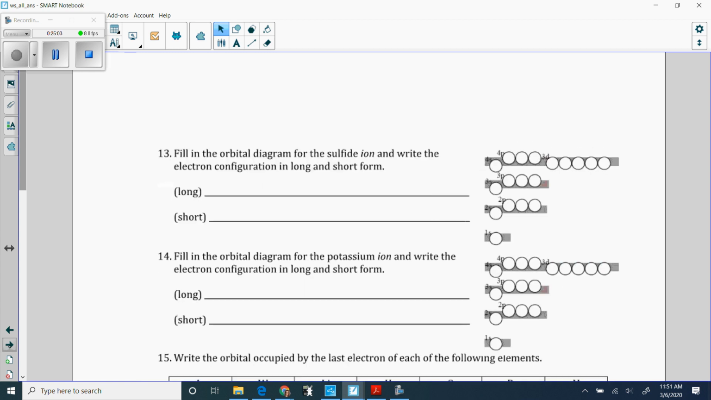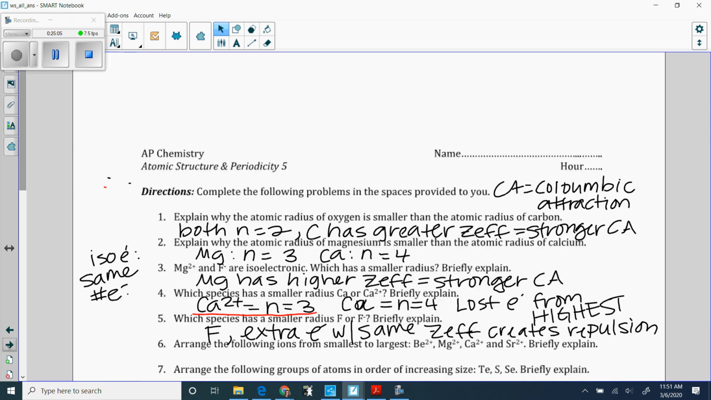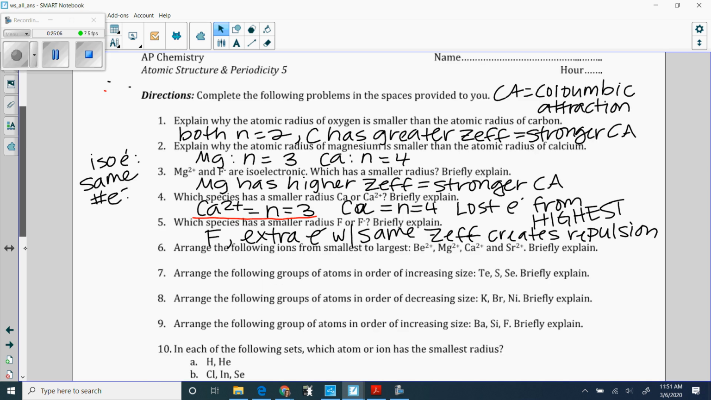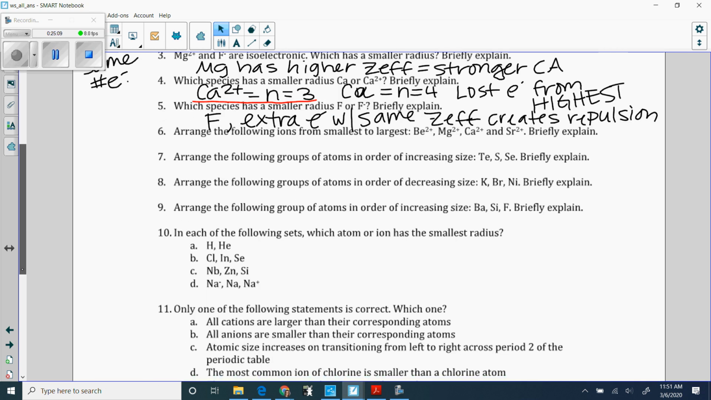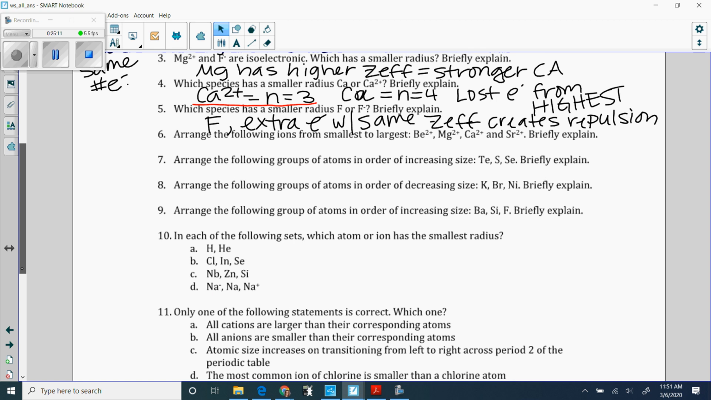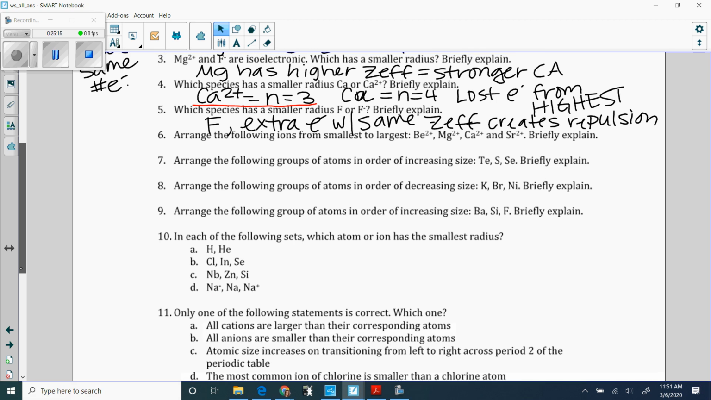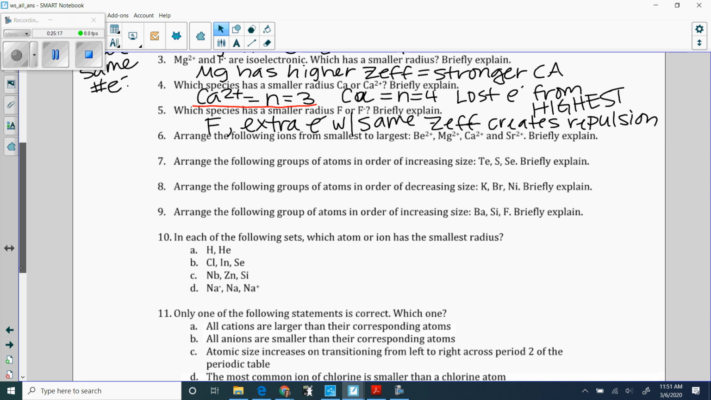If anything, you need to do 1 through 11. These are all situations of breaking ties, thinking about energy levels. 1 through 11 on this third one. If you're going to do anything, please do that.